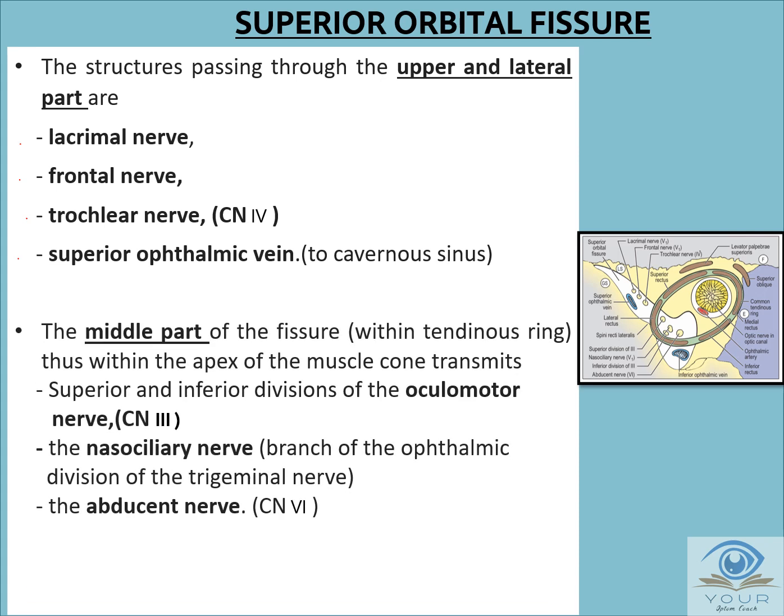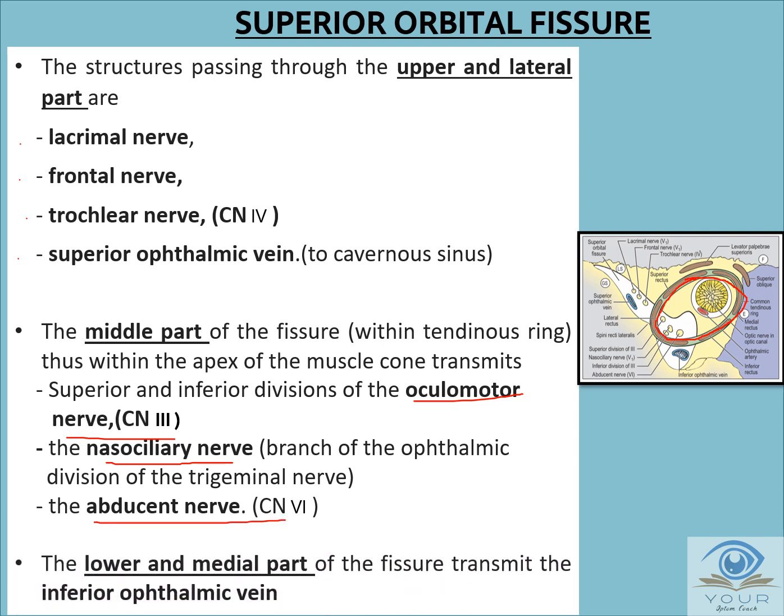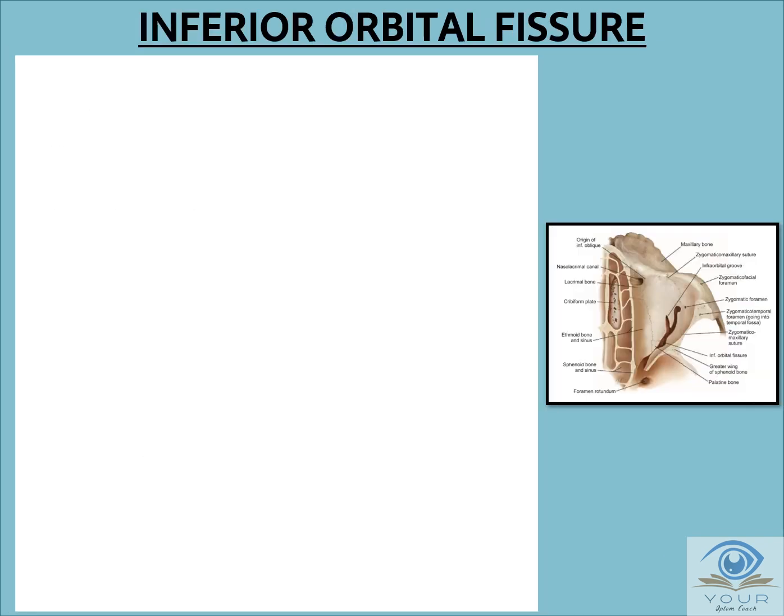The middle part of the fissure, that is within the tendinous ring, thus within the apex of the muscle cone, transmits the superior and inferior division of the oculomotor nerve, the nasociliary nerve, which is a branch of the ophthalmic division of the trigeminal nerve, and the abducens nerve. The lower and medial part of the fissure transmits the inferior ophthalmic vein. So these are the structures that pass through the superior orbital fissure, and the superior orbital fissure itself can be asked as a short note.